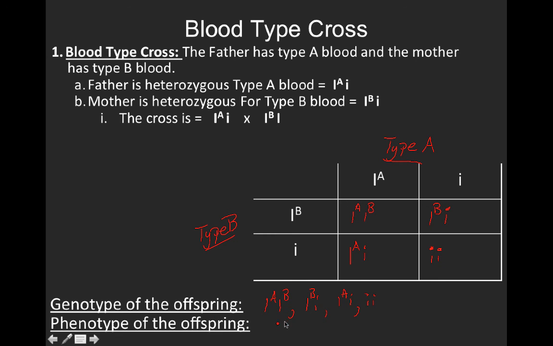Phenotype is what they actually are. In this case, the phenotypes are really easy to write down. There's AB. Next phenotype is type B. Next phenotype is type A. Next phenotype is type O. In percents, 25% chance for each one.